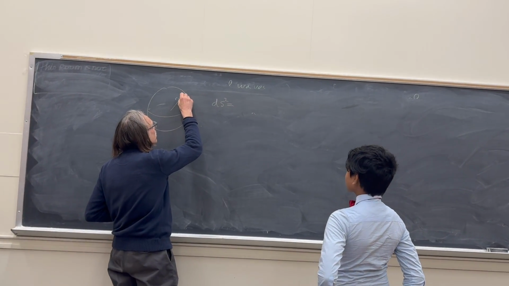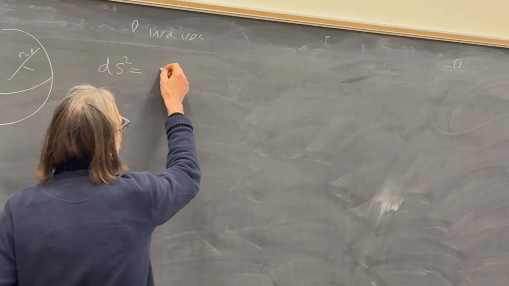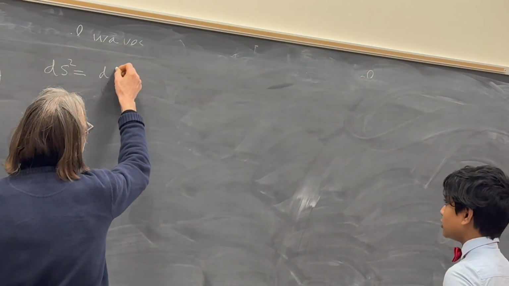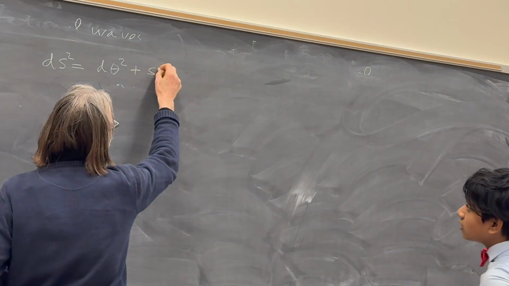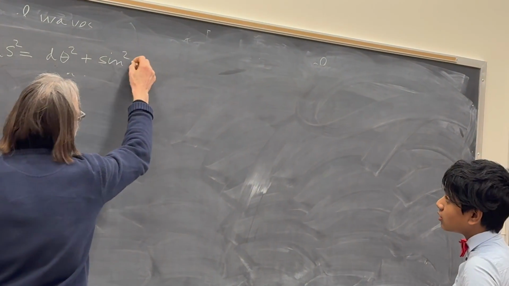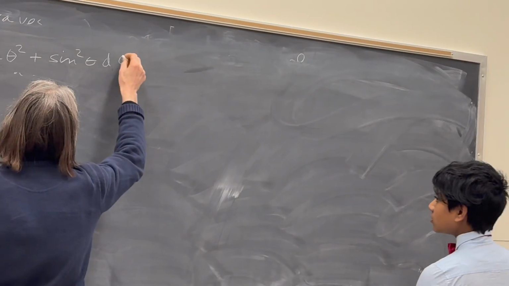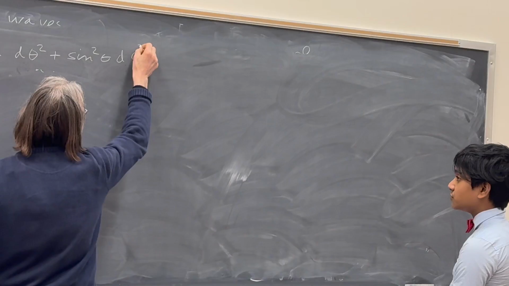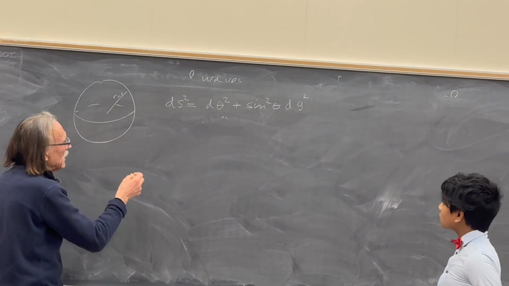Radius 1 for simplicity. So the metric is then d theta squared plus sine squared theta times d phi squared. We must use spherical coordinates? Yeah.